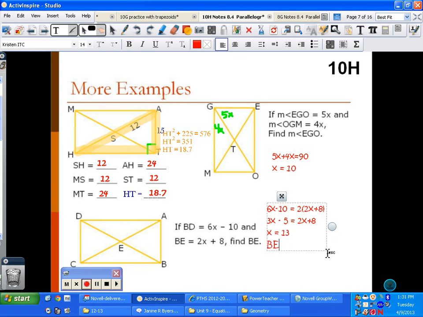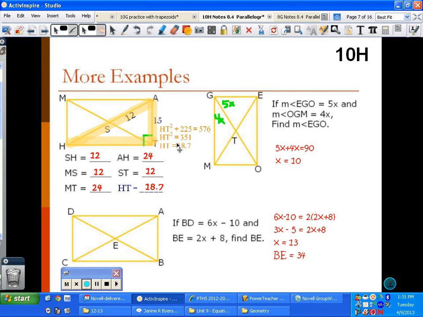Now the problem isn't done there because it told me to solve for BE. So I'm going to take the 13, plug it in right here. 2 times 13 is 26, plus 8 is 34. So there are those example problems done. If any of those problems give you trouble, you should see your teacher or ask for those examples to be gone over in further detail in class.